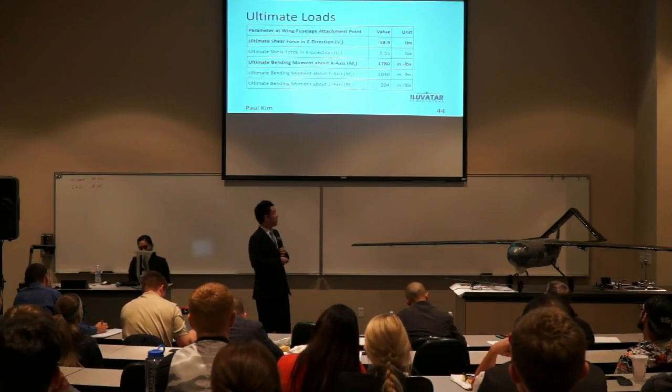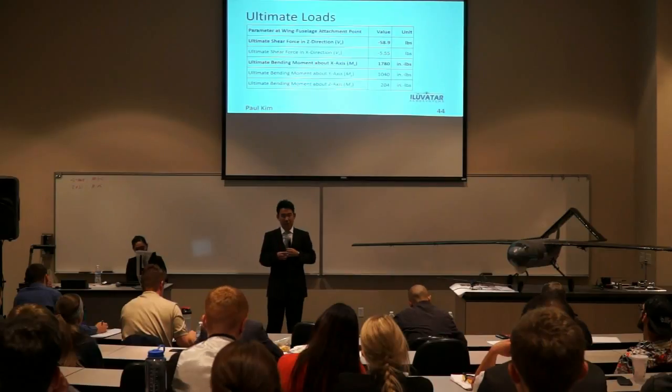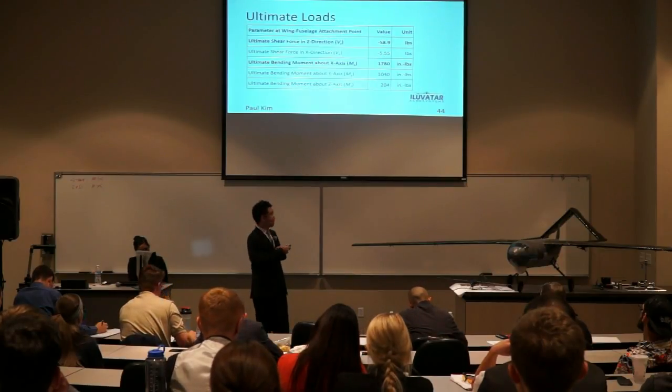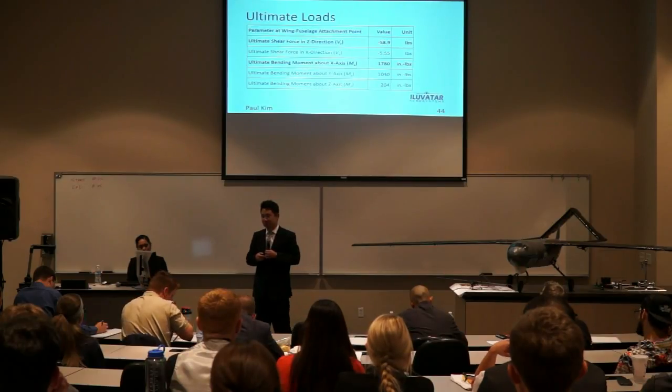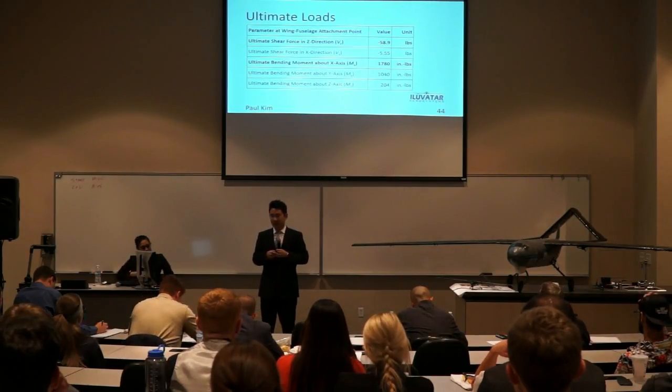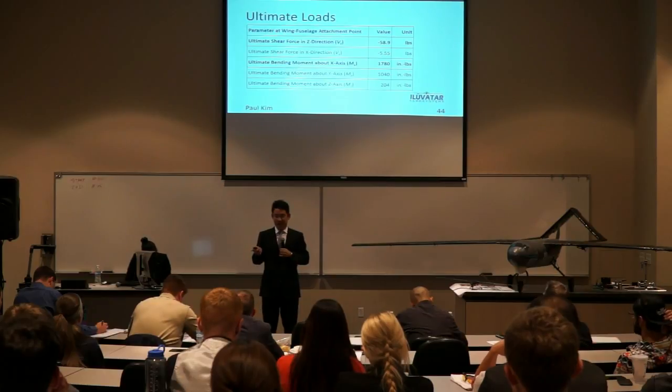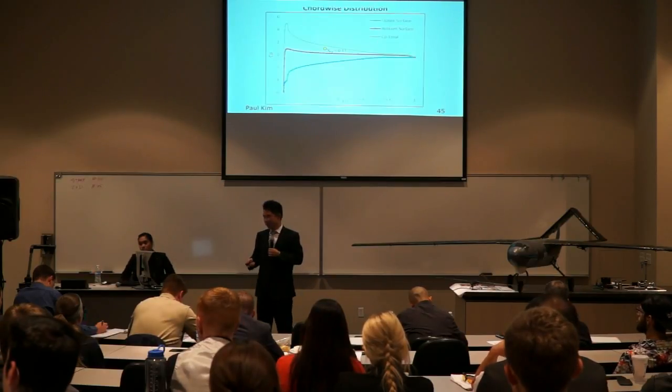This is the list of the ultimate loads that were calculated in multiple axes. Again, the bolded values are the ultimates that I just explained in the previous plots, and these were used further in Josh Parr's wing sizing section.